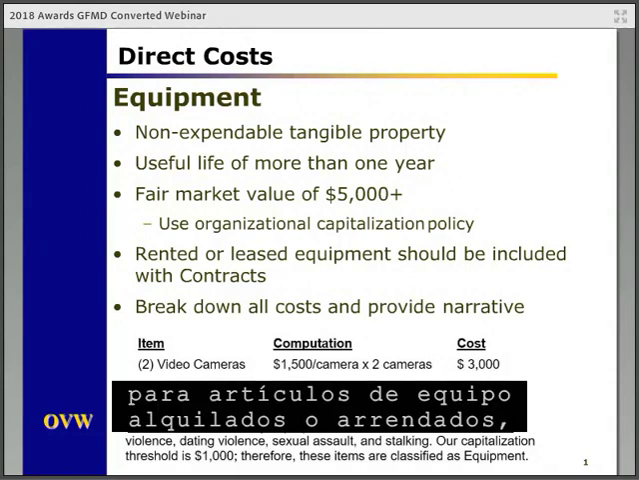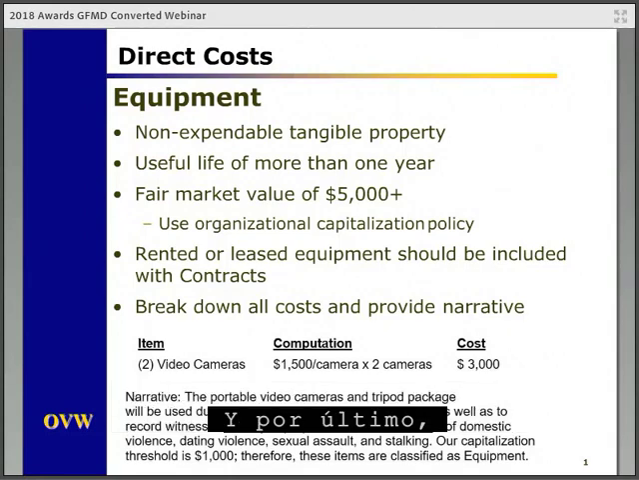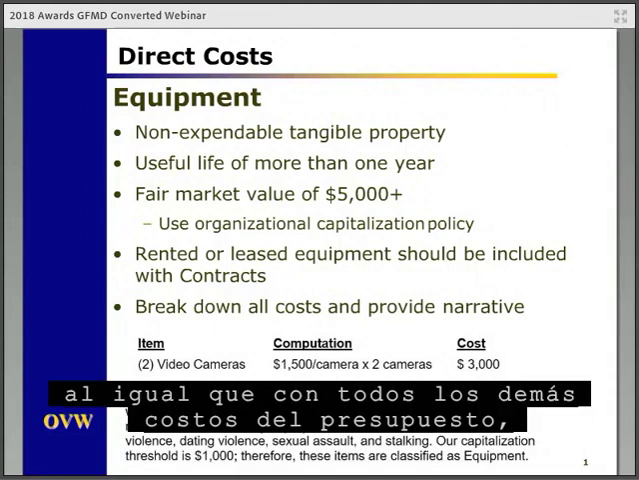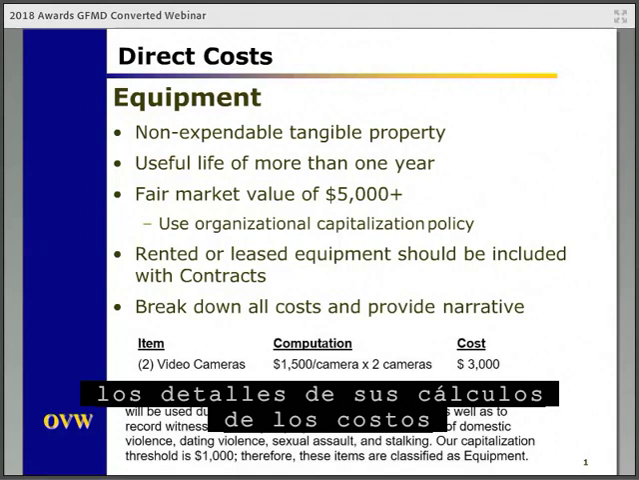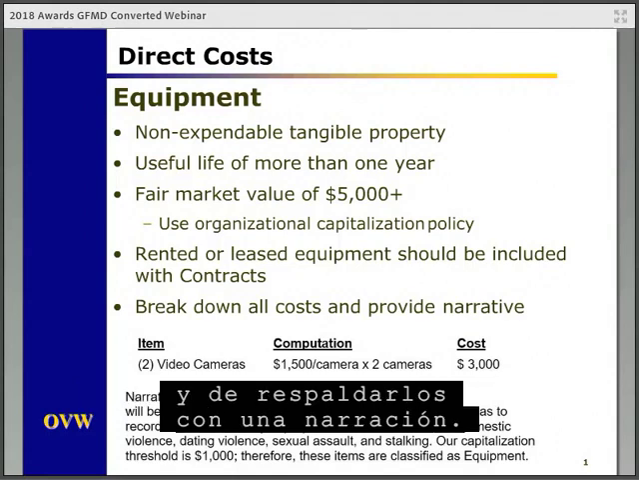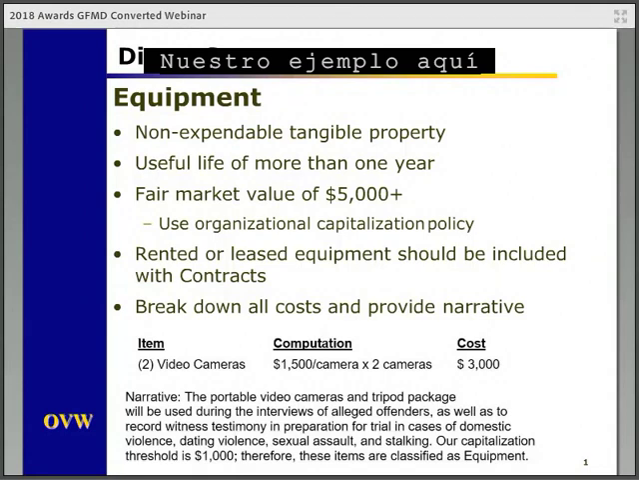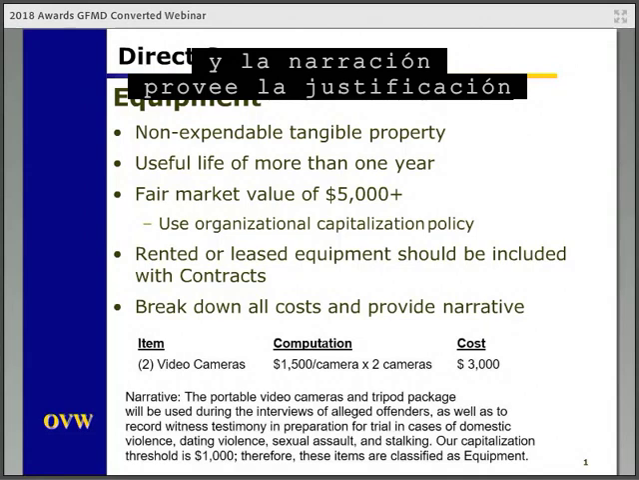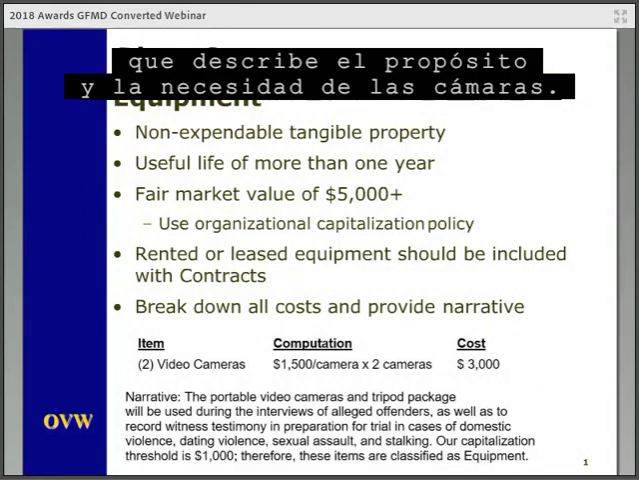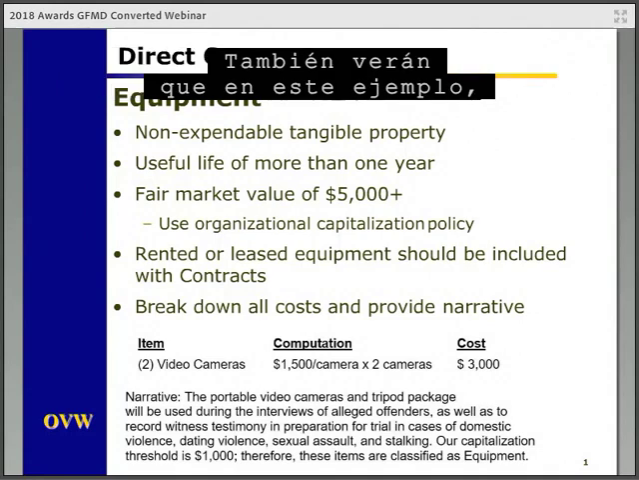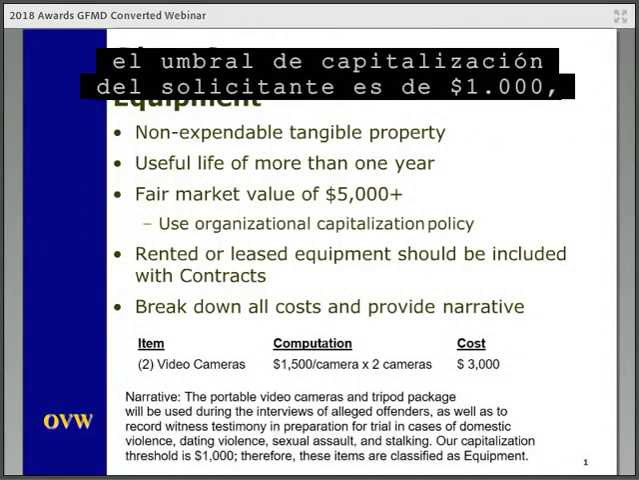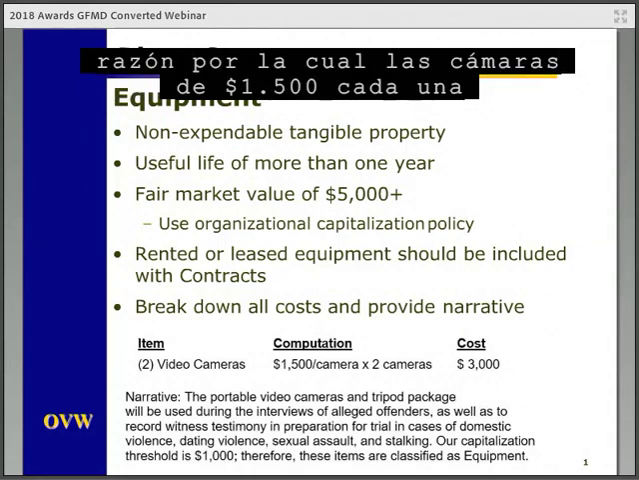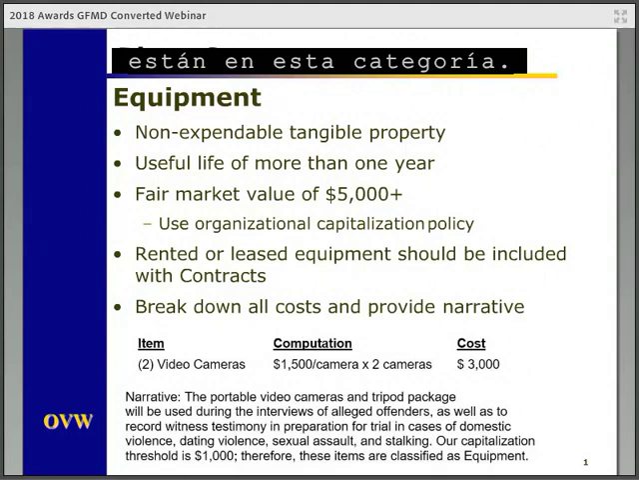If you need to budget for equipment items that are rented or leased, they should be budgeted with contracts. And last on here, as with every other cost in the budget, make sure to show your calculation breakdown of the cost and that it is supported with a narrative. Our example here shows the cost for 2 video cameras at $1,500 each, and the narrative provides the justification that describes the purpose and the need for the cameras. You'll also notice that in this example, the applicant's capitalization threshold is $1,000, which is why the cameras at $1,500 each are in this category.